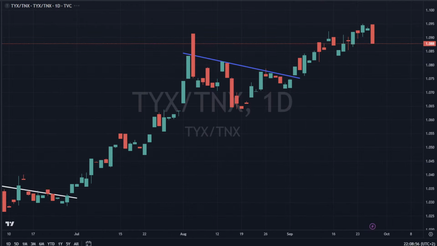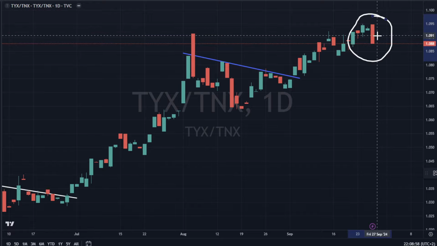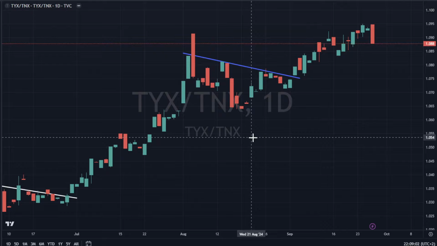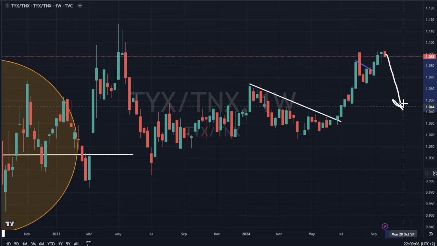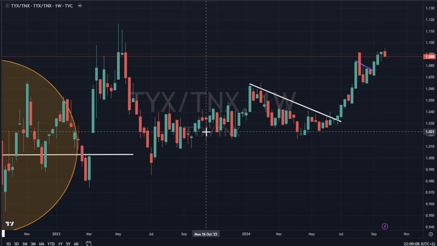We've got the TYX, TNX ratio. It pulled back, and it looks like it wants to pull back further. That is a bearish engulfing. That generally is a little bit of a headwind for gold if we do get a pullback. And that's where that is located.